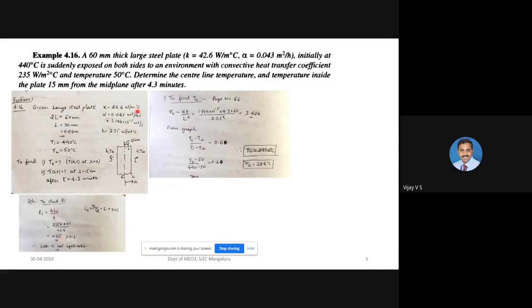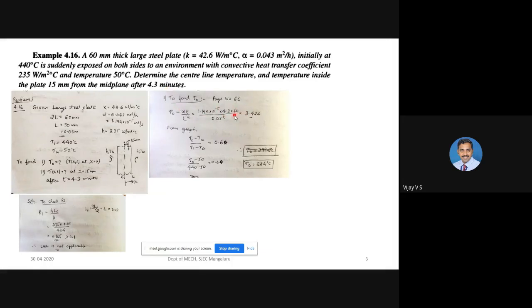Now I should find the temperature at the mid plane, at the center. For this, we have to find the Fourier number before we go to the chart. The Fourier number is given by alpha t by L square. Here alpha is given, it is 0.043 meters square per hour. So it is in per hour, so convert into seconds by dividing by 3600, and you will get this value. So substitute that. Time is 4.3 minutes. Always, the unit should be in seconds.